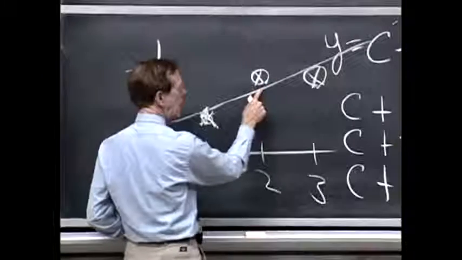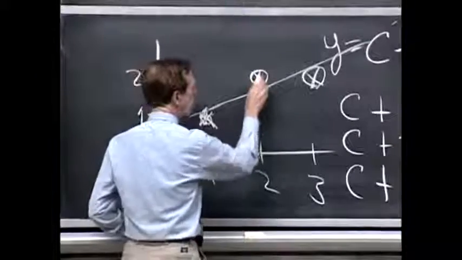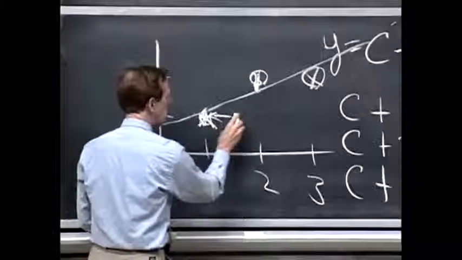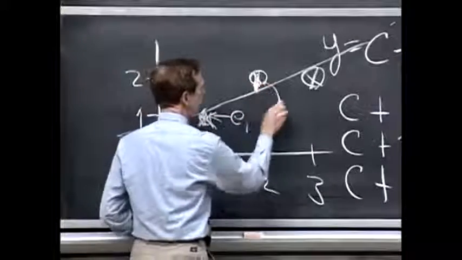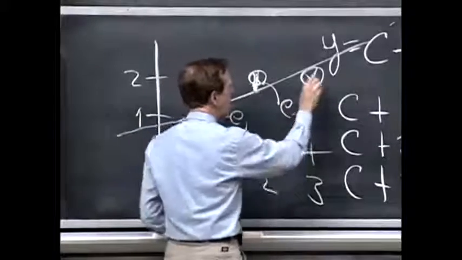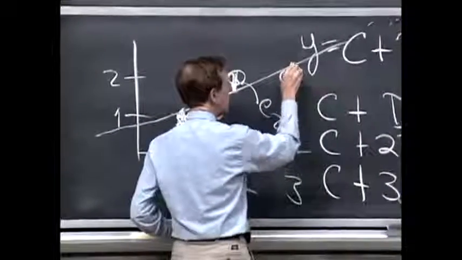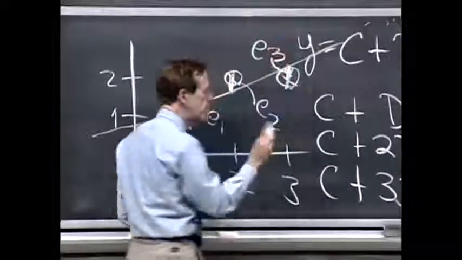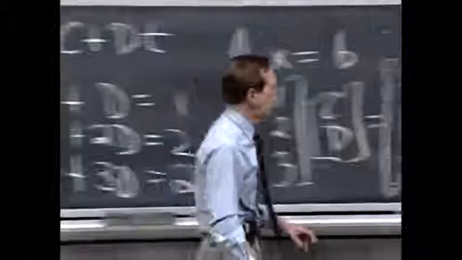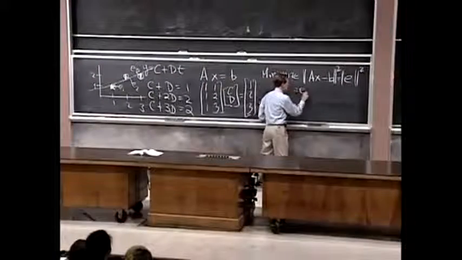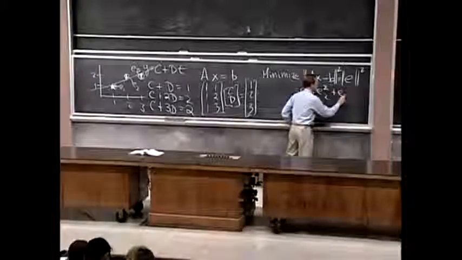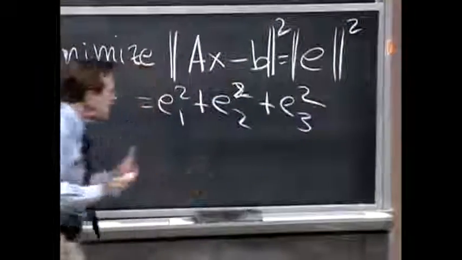Here's 2, and here's c plus 2d. So vertically, it's that distance. That little error there is E1. This little error here is E2. This little error coming up is E3. And what's my overall error? It's E1 squared plus E2 squared plus E3 squared. That's what I'm trying to make small.